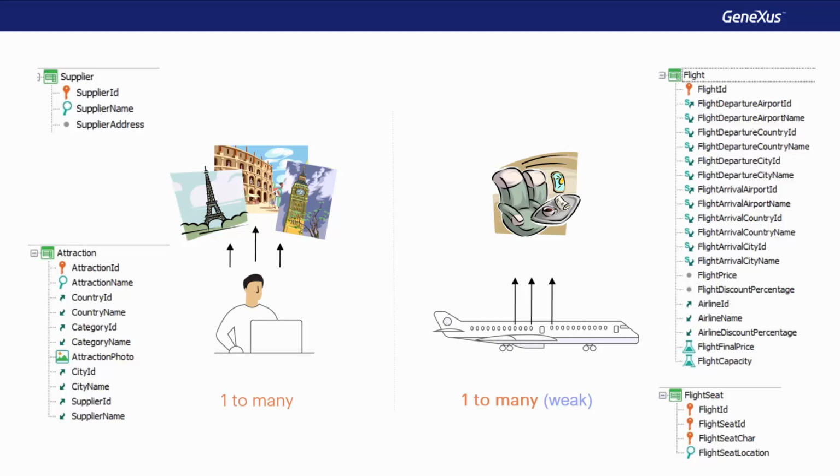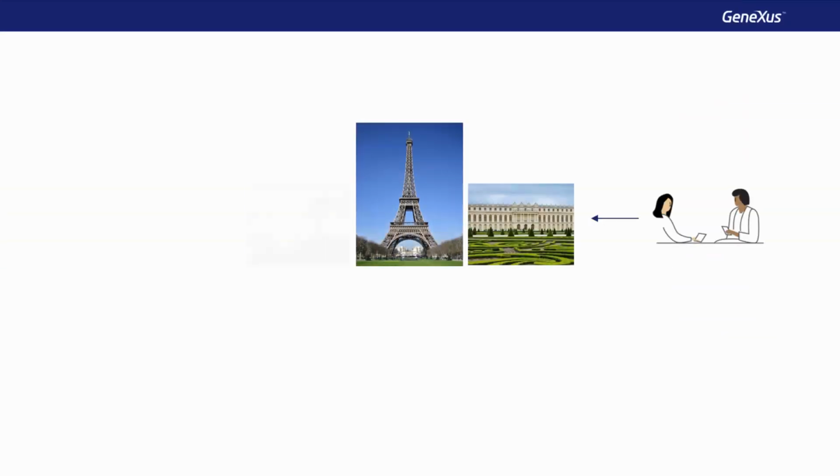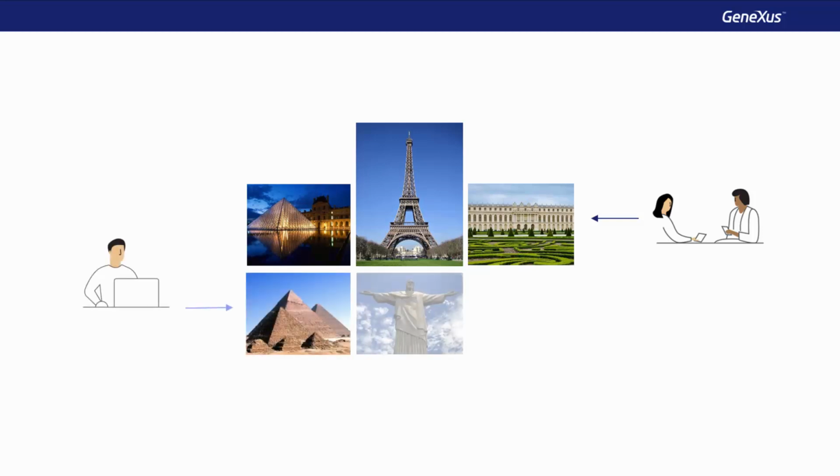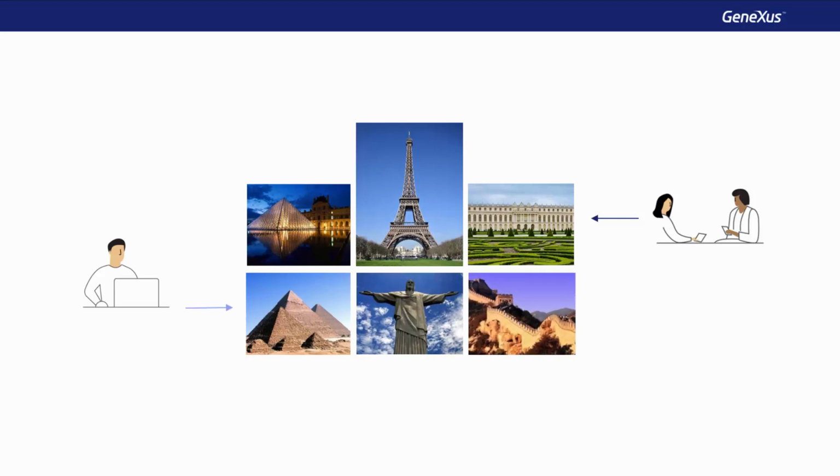Alright, so far, we've seen one-to-many relationships, but they don't always fit the reality that we want to represent. For example, suppose that the travel agency tells us that their reality has changed. Each supplier offers many tourist attractions as before, but each attraction can be managed by several suppliers, and not only one as it has been the case until now.